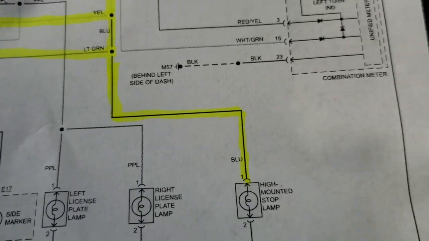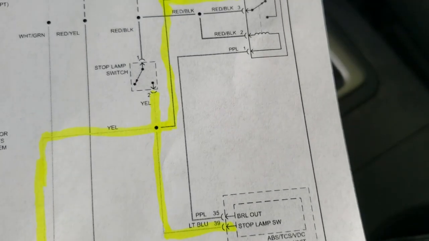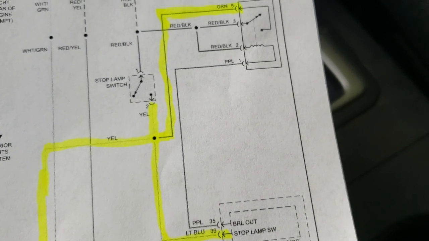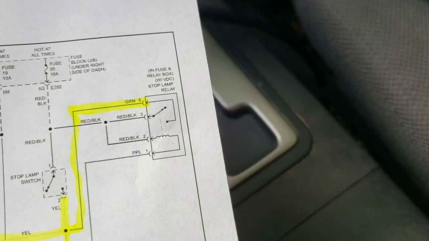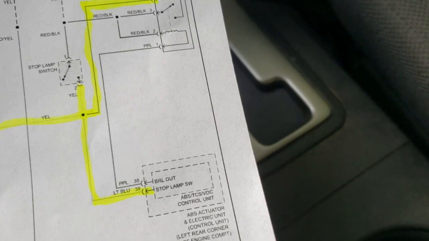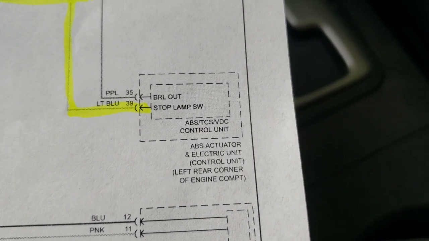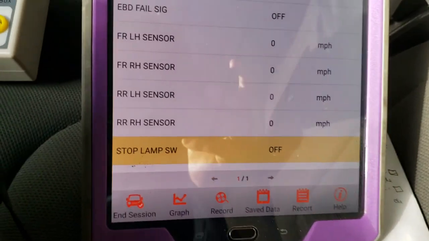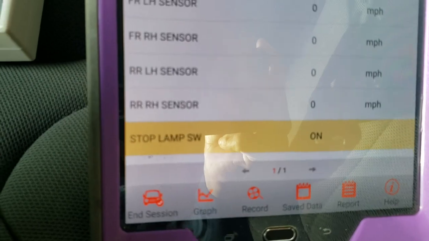Following that one is coming to the high mounted, the third lamp, and from there it goes here and it comes to the stop lamp switch. Okay, and from there it goes to the relay, stop lamp relay, and at the same time it comes out to the ABS unit. So here's where we're monitoring on the scanner here, right here. Okay, pressing on that one, goes on.